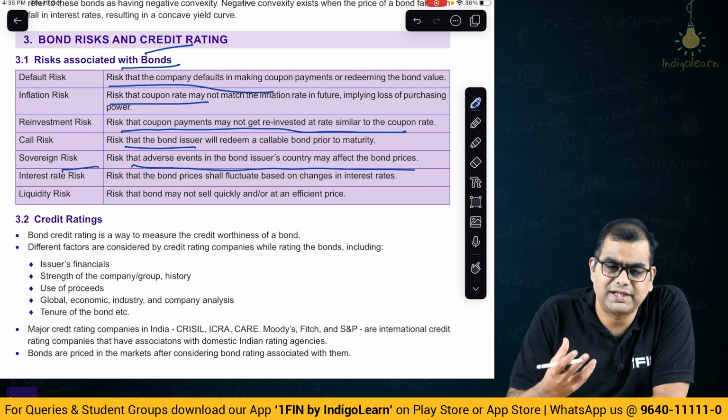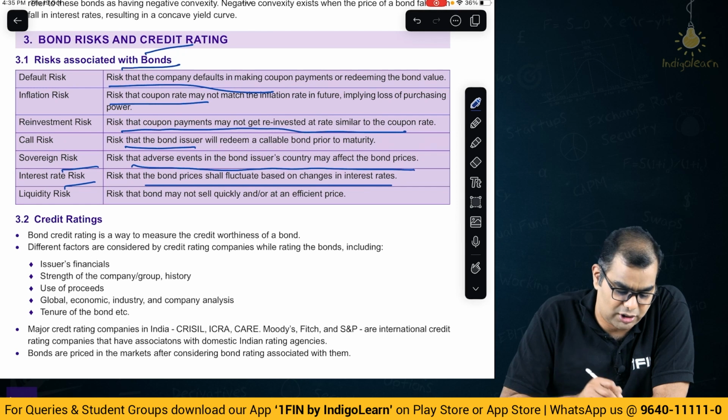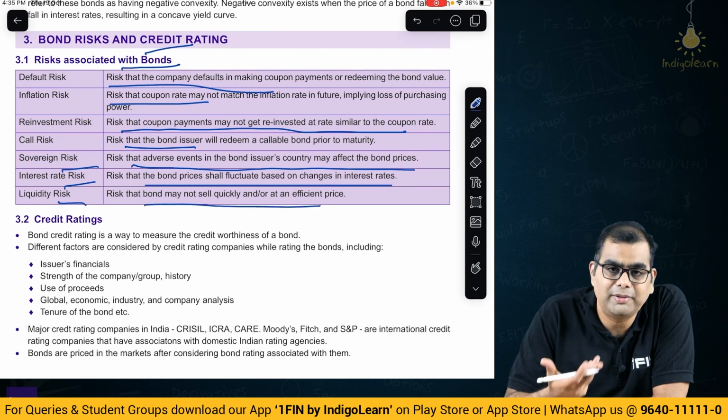That is basically the issue of political or geopolitical issues. Interest rate risk: the bond price will fluctuate based on changes in interest rates, which is normal. Liquidity risk: the bond may not sell quickly at an efficient price. You may not be able to sell the bond, as there are very few people willing to buy or sell.